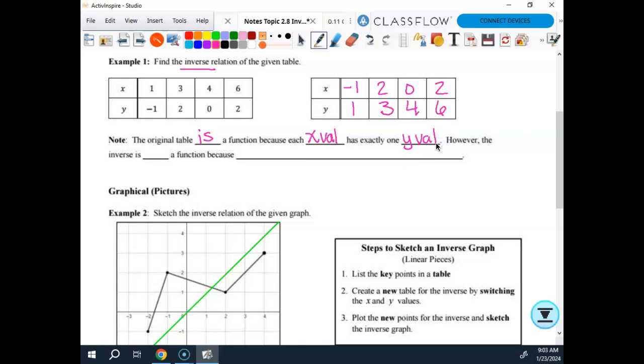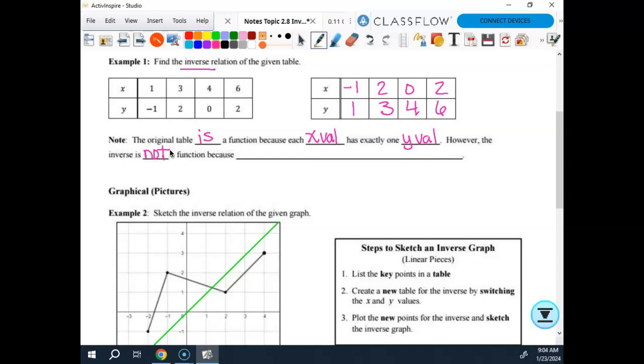However, so that kind of gives away what the answer is to the next one, right? However, the inverse is what? Not a function. And why is it not a function? Okay, because we have repeating x's. So repeating x's is one way to look at it, and that's not a wrong answer, but let's think about what that tells us. Since this one says each x value has exactly one y value, since we have repeating x's, we have an x value that has more than one y value, right?